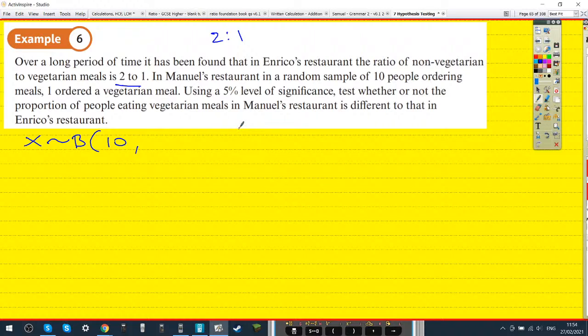No. I'm teaching this to a girl in year 7. How many parts in total? 3. That one's 2/3. That one's 1/3. So non-vegetarian to vegetarian is 2 to 1. We want the proportion of people eating vegetarian. So that's non, that's veg. So we want vegetarian.